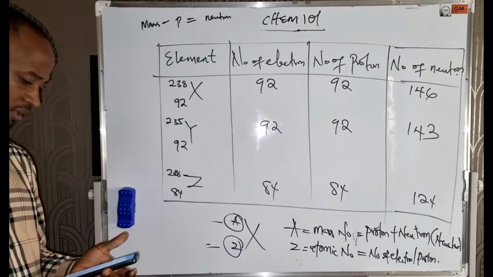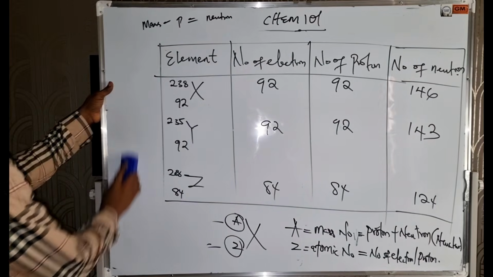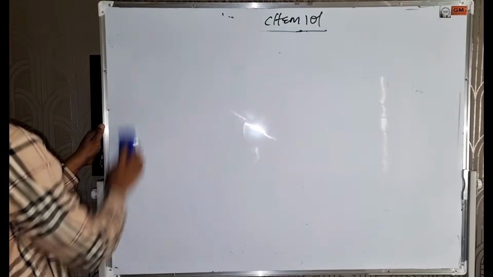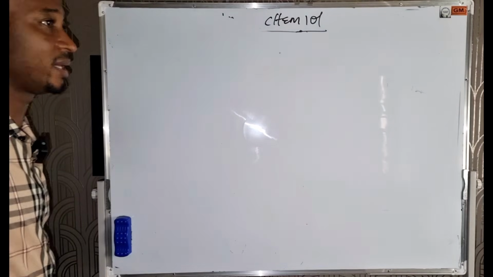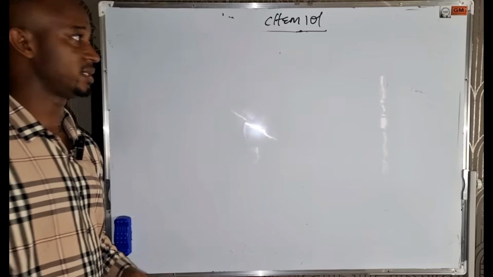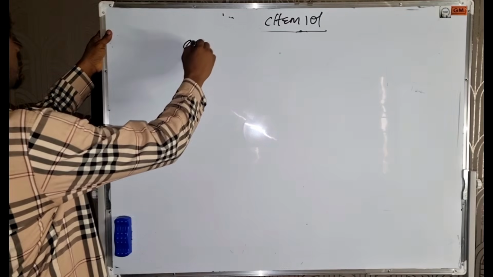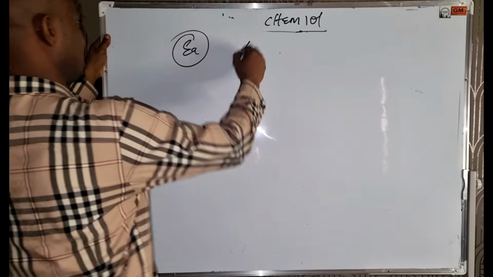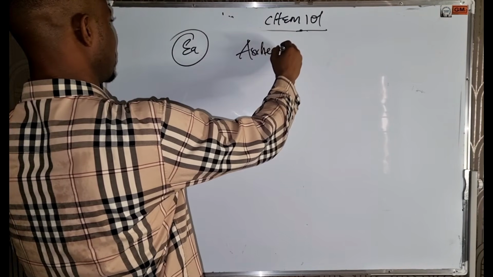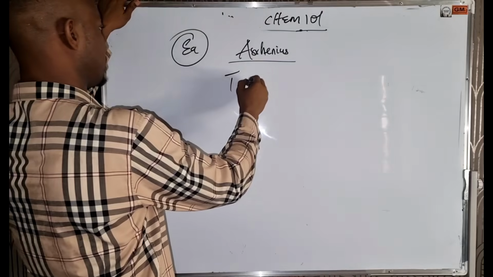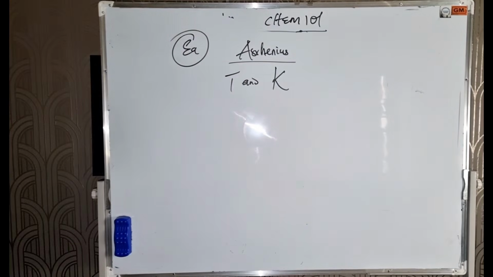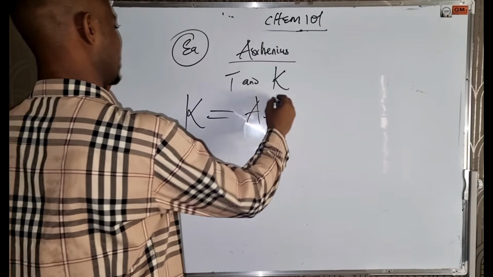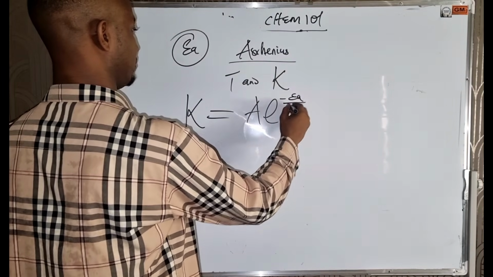The next question says, define the term activation energy. Are you guys following? Activation energy is defined as the minimum amount of energy required for a chemical reaction to occur. The symbol is represented as this. According to Arrhenius, who gave us a relationship between temperature and rate constant, the rate constant is equal to A exponential minus Ea divided by what?